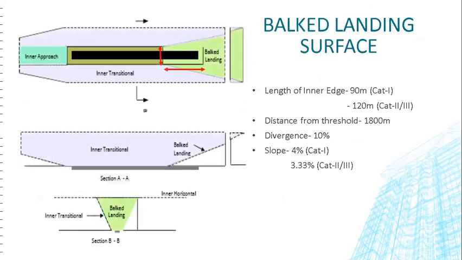Sorry, the length of the inner edge for Cat 1 is 90 meters, and if we are going for Cat 2 and Cat 3 operations, the length of the inner edge will be 120 meters. As we have told, it will also diverge on both sides, so the divergence is 10%. The distance from the threshold is 1,800 meters, and the slope is 4% for category 1, and for Cat 2 and Cat 3 it is 3.33%.